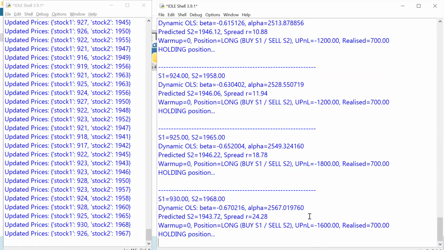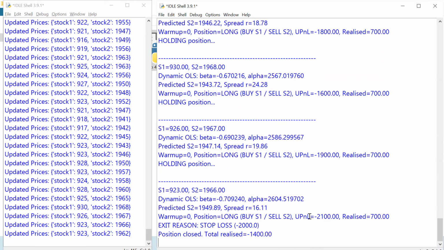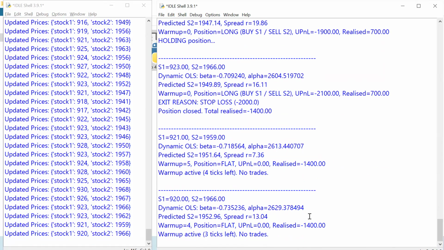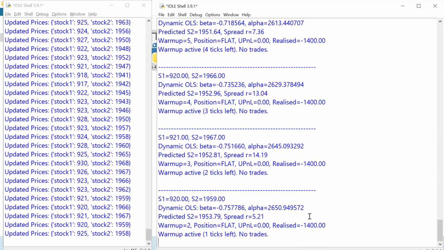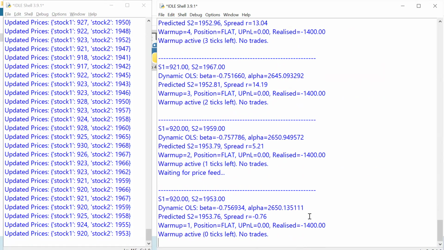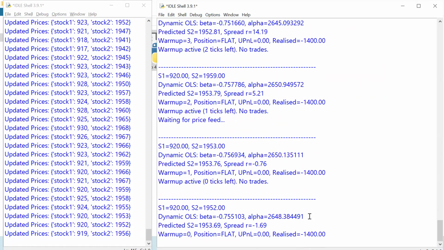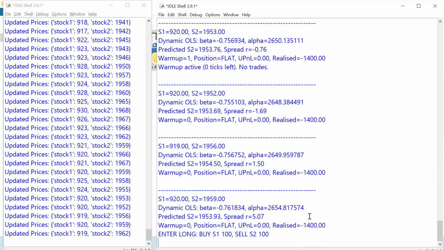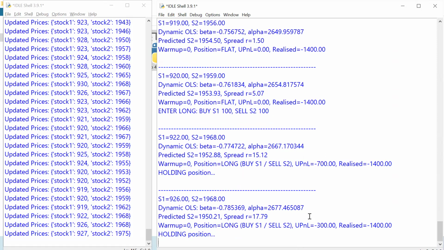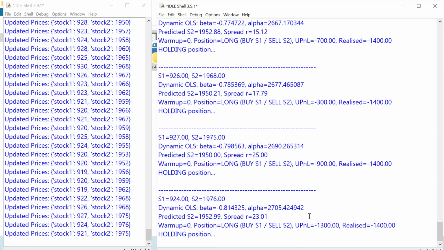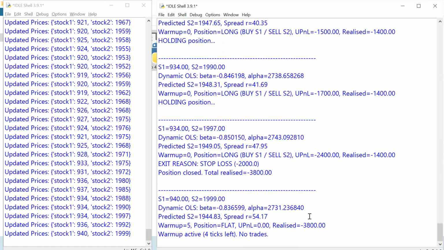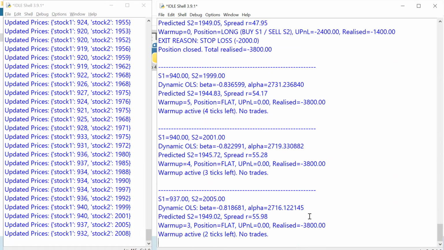Now this makes more sense because the speed of the algo and the speed of the market are almost on the same line. Okay, we got a loss, no problem. We are collecting the price. Okay, we took the position, buy S1, sell S2. Okay, we got one more loss. No problem.